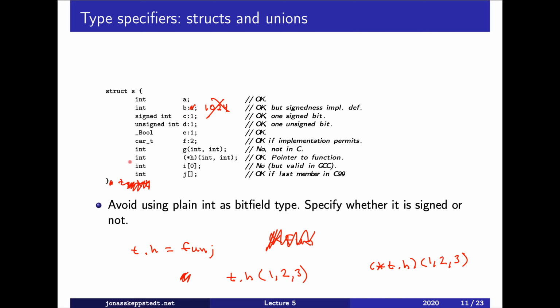Okay. So if we have this, then we have an invalid program, but previously at least it was accepted by GCC. And it's a way to create something that we will come to very soon, called a flexible array member. But I will talk about it later.